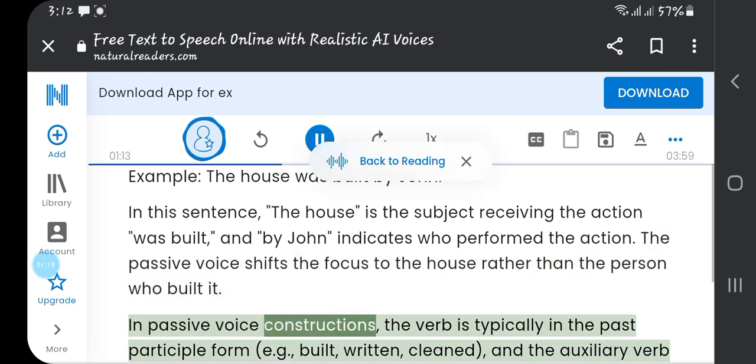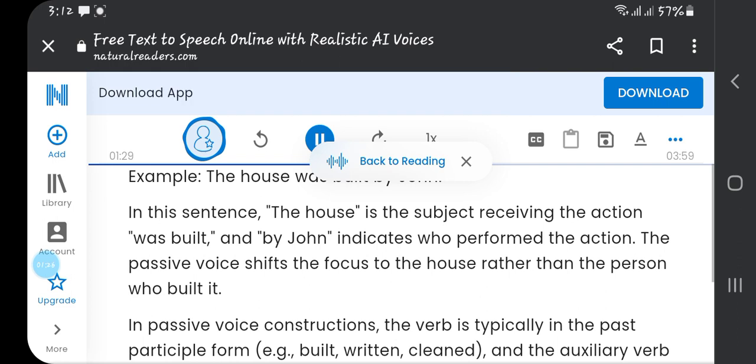In passive voice constructions, the verb is typically in the past participle form, and the auxiliary verb be is used along with the appropriate tense, for example, was, is, has been, to indicate the passive voice. The agent is often introduced with the preposition by, but it is optional and can be omitted if the focus is not on the agent.